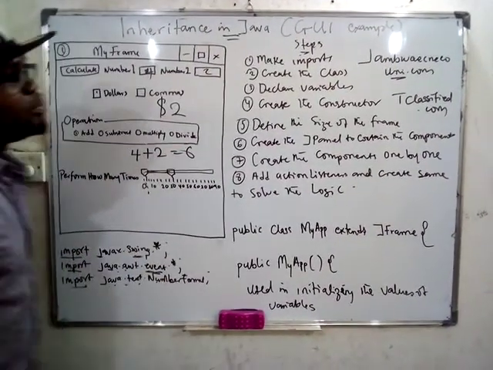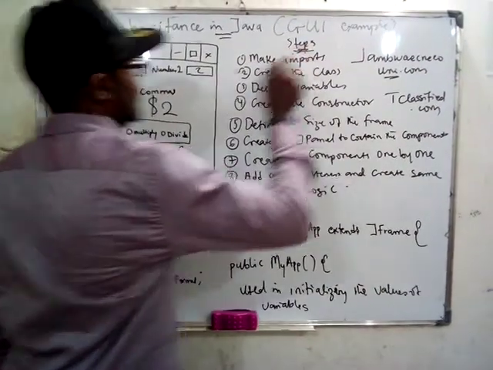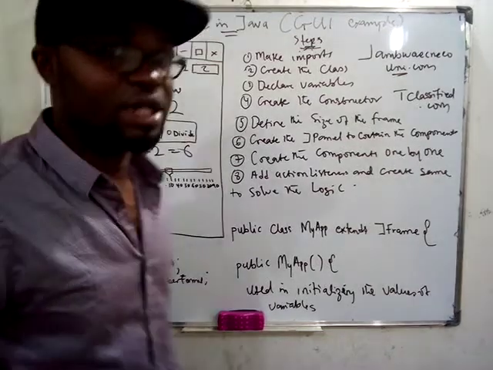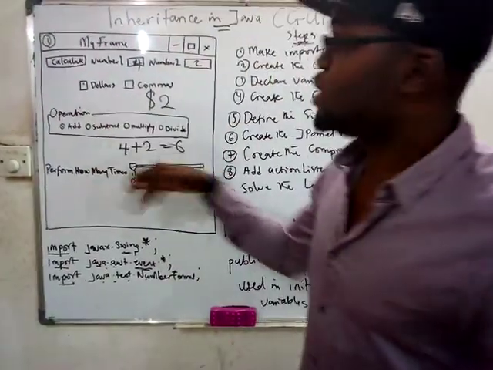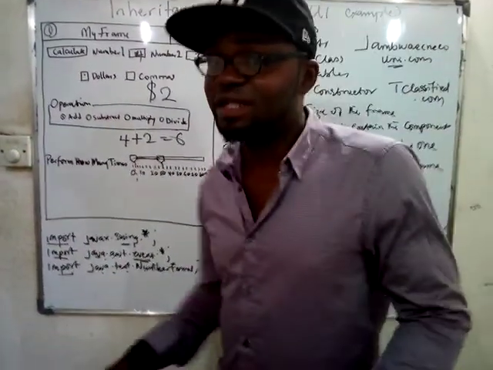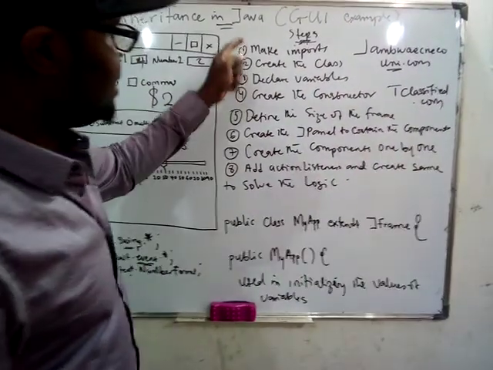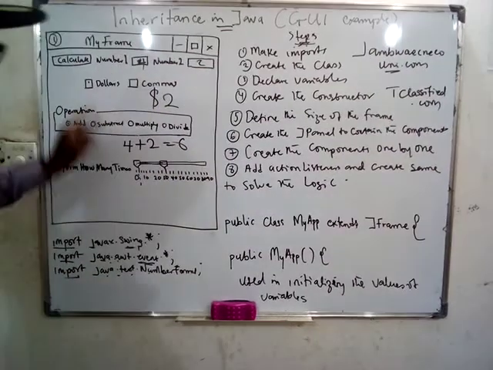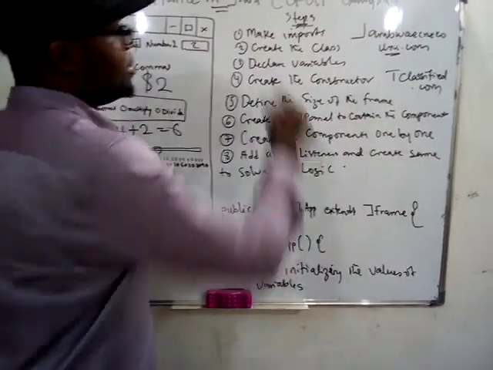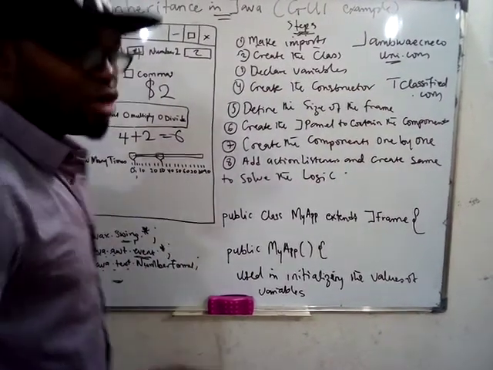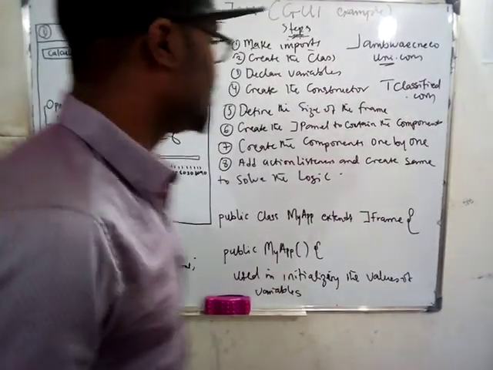So after doing the importing, these are the steps that you need to take in developing a GUI that functions like a calculator. This application of ours is much like a calculator or any desktop application. These are the steps you need to take in developing something like this in Java. So make the imports, that's number one, and that is what I've done here. In the complete code that I'm going to give you, you will see all this.